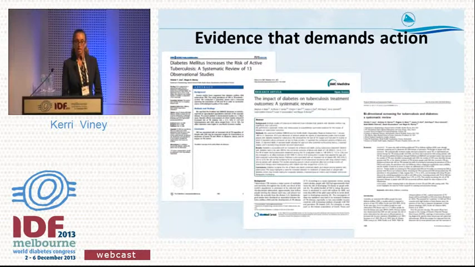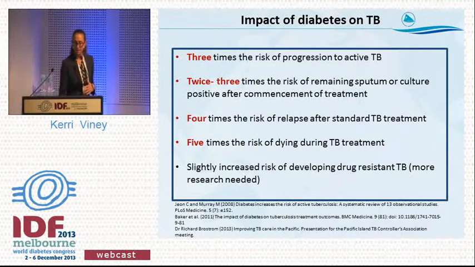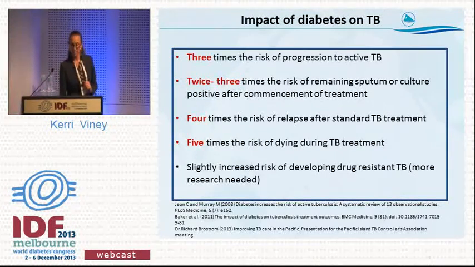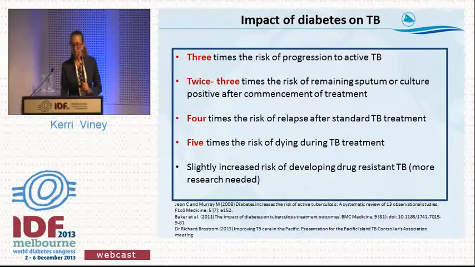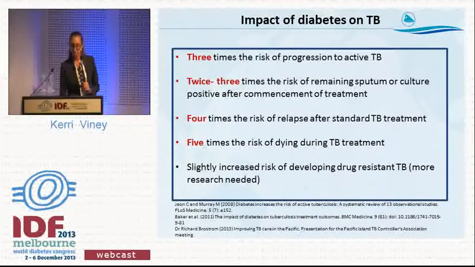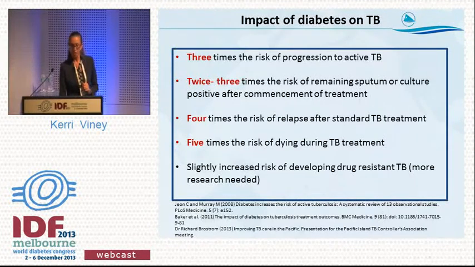I think we knew in the Pacific for many years that these diseases were associated, but when these systematic reviews came out, we really felt that we could move forward with some activities that had a solid evidence base. So as Anil said, this is the impact of diabetes on TB, highly summarised. And the systematic review from 2008 told us that there was 3 times the risk of progression to active TB if you also had diabetes, that there was 2 to 3 times the risk of remaining sputum or culture positive after commencing TB treatment for people with diabetes.